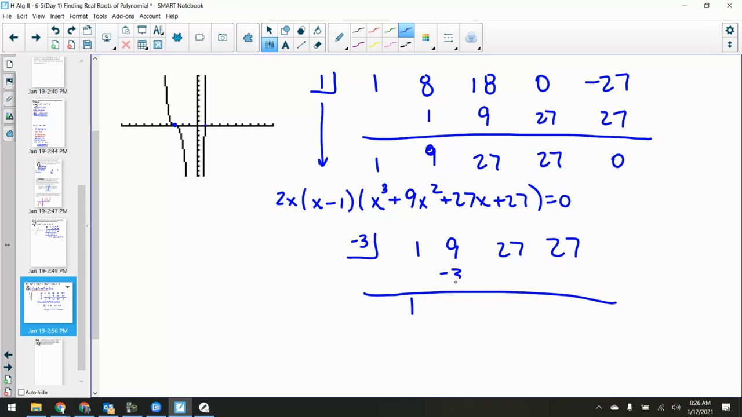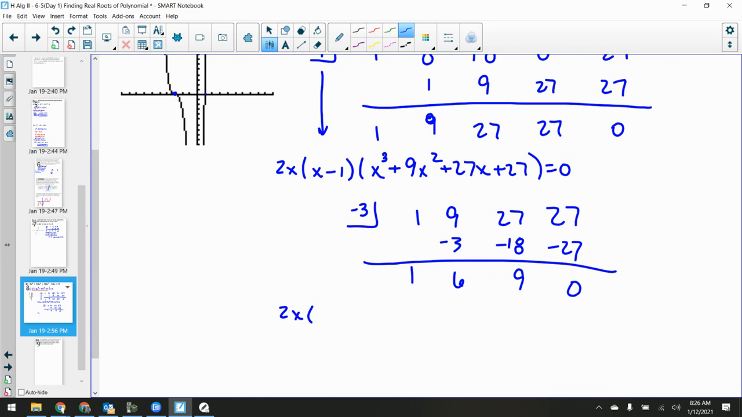So 1, -3, 6, -18, 9, -27. Synthetic division is fun, isn't it? It just looks orderly and neat. So we got a 2x, an x minus 1, this corresponding factor of x plus 3, and then an x squared plus 6x plus 9, and that factors.